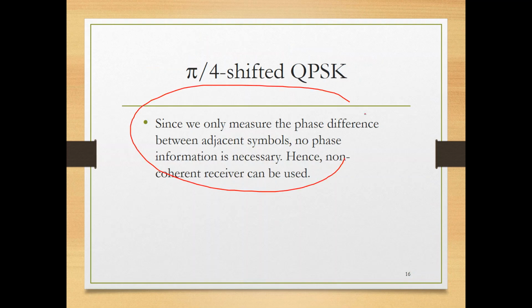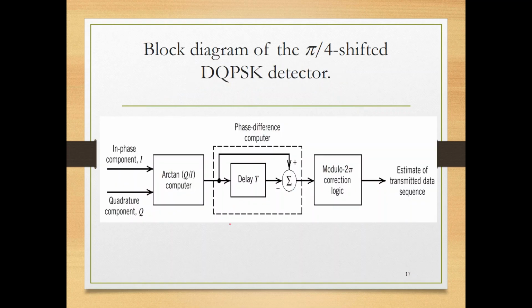Now, since we only measure the phase difference between adjacent symbols in pi over 4 shifted QPSK, there is no need for any phase information at the receiver side. We just care about the difference. Therefore, we don't need coherent receivers. Non-coherent receivers can be used.